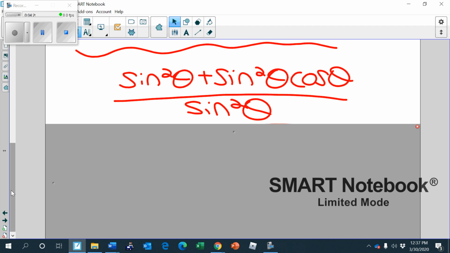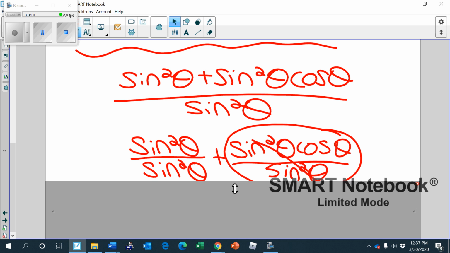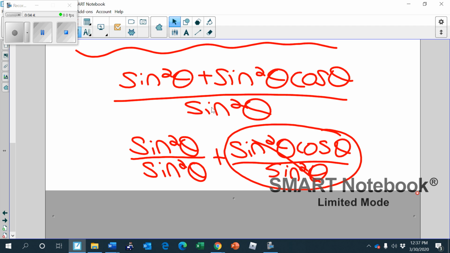When you have a fraction like this, it's best to separate the numerator, okay? It's best to separate the numerator. And the reason I'm going to separate the numerator is because of that fraction sign. So what it looks like is sine squared over sine squared, right? This numerator over the normal denominator. And then I'm going to add this numerator over the denominator again.